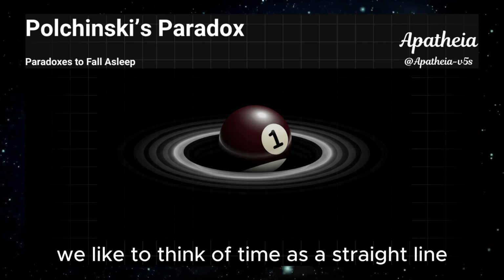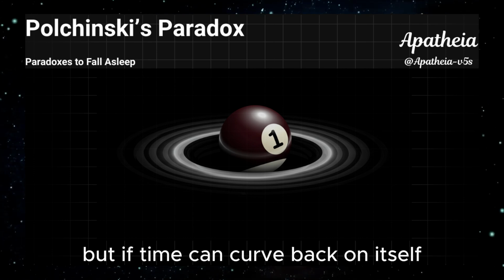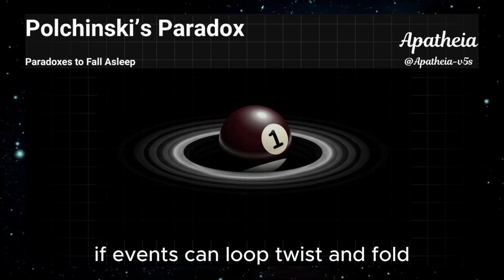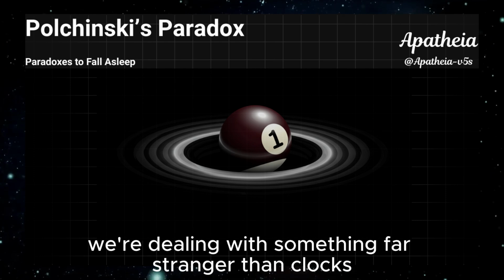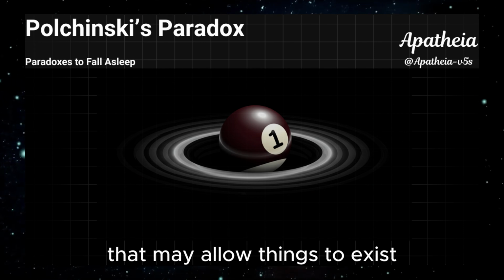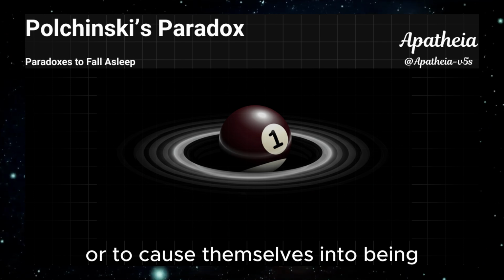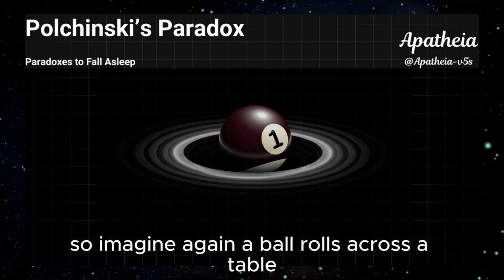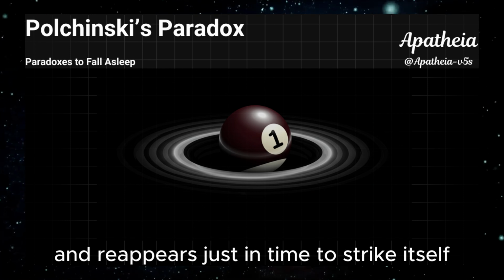We like to think of time as a straight line, moving cleanly from past to future. But if time can curve back on itself, if events can loop, twist, and fold, then we're dealing with something far stranger than clocks or calendars. We're dealing with a structure that may allow things to exist without a clear beginning, or to cause themselves into being.